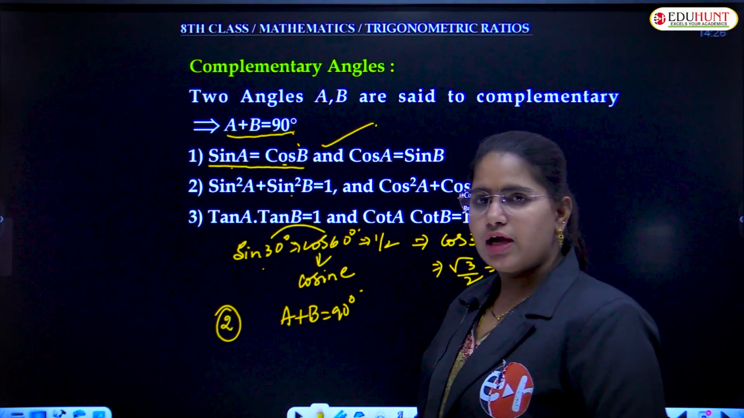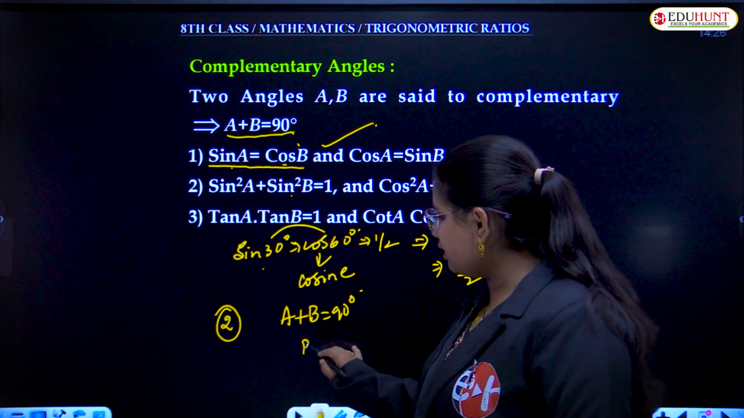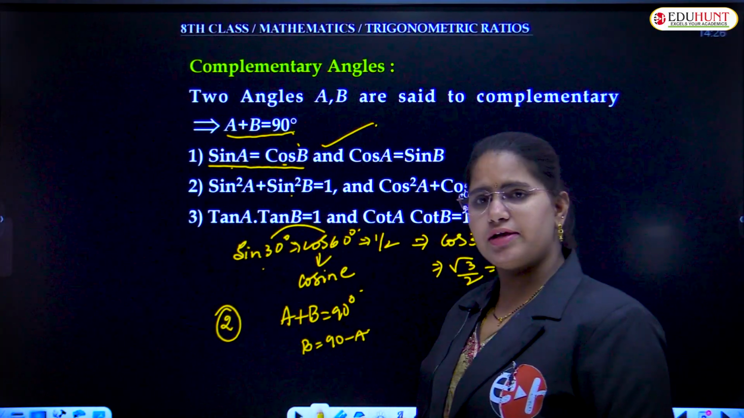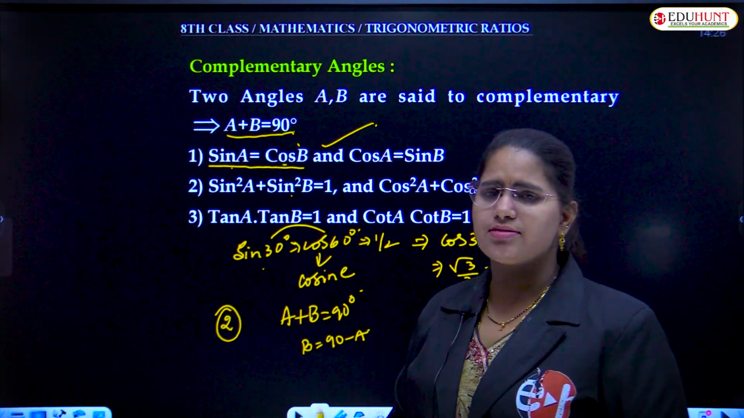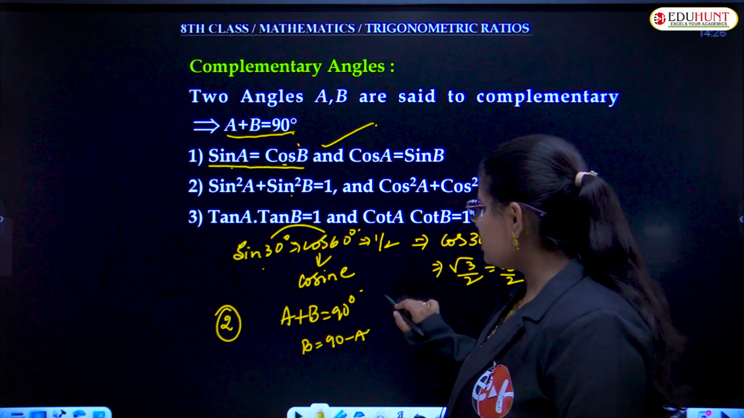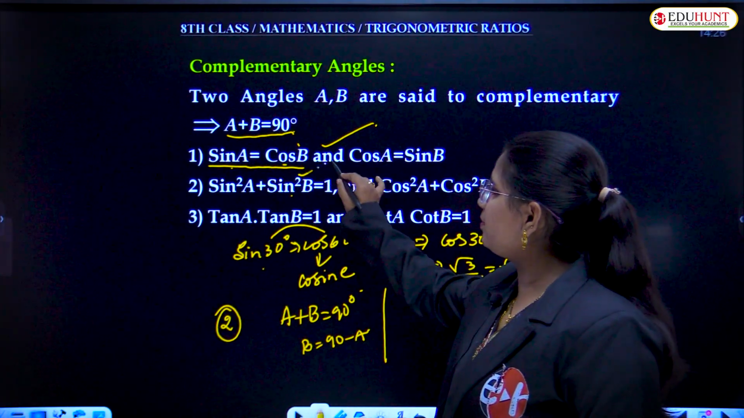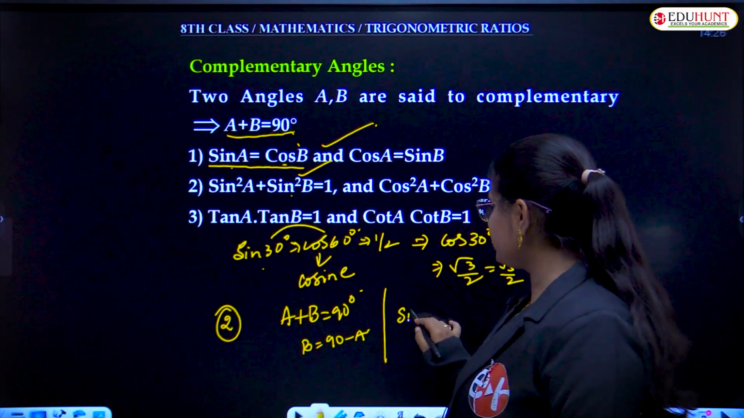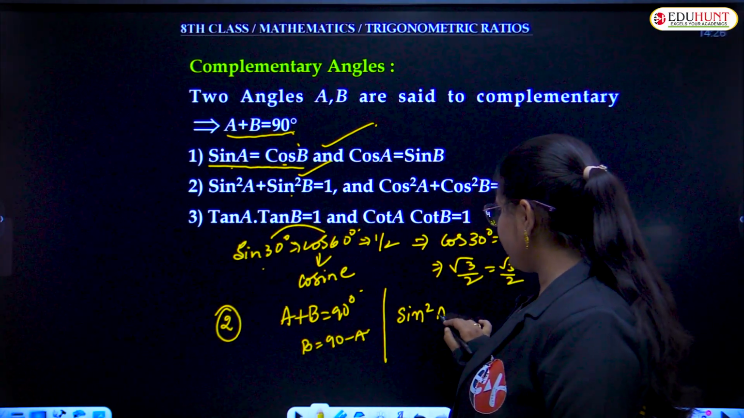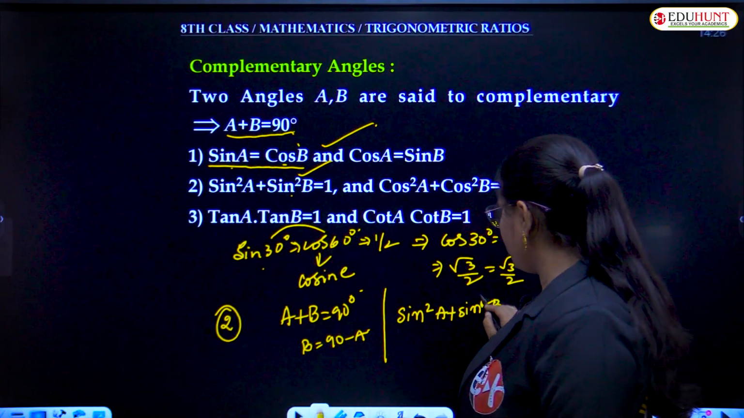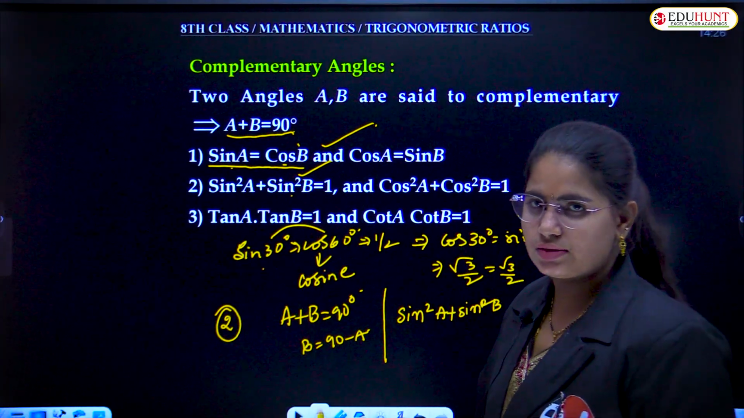Correct? And can I write the value of B is equal to 90 minus A? Yes, I can write. So, here let me consider the value sin square A plus sin square B. I am just considering this.